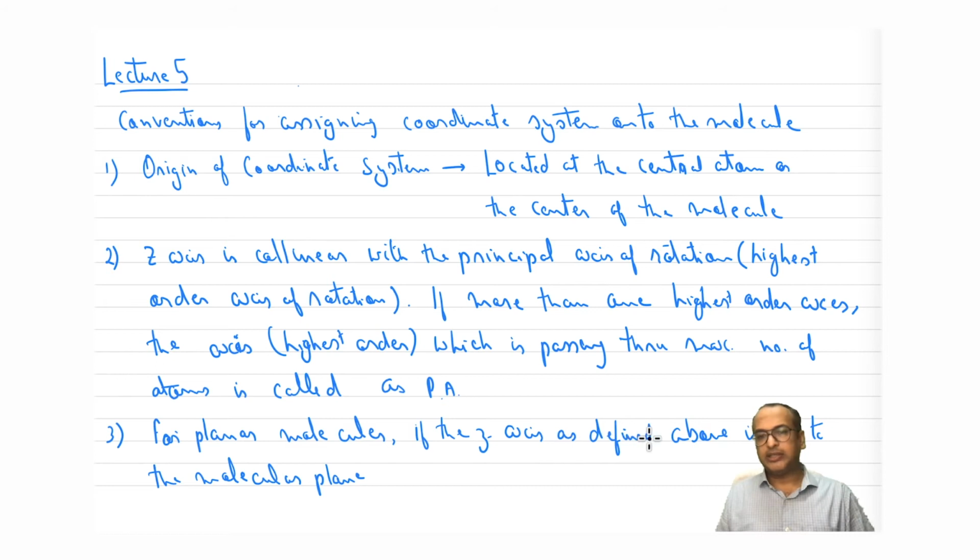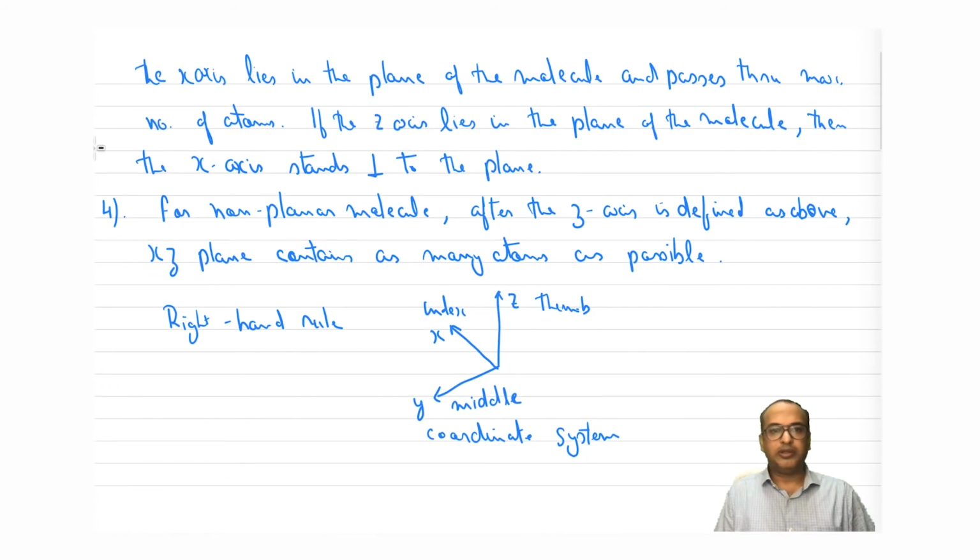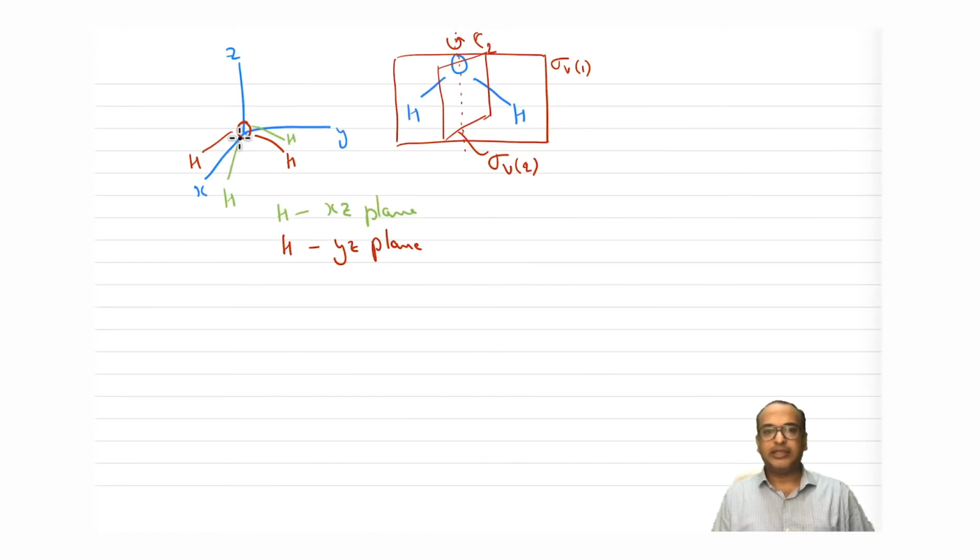If the z-axis as defined above is perpendicular to the molecular plane, is it perpendicular to the molecular plane? No, it is contained in the molecular plane, right? So next, if the z-axis lies in the plane of the molecule, then the x-axis stands perpendicular to the plane. That means the x-axis should be perpendicular to the molecular plane, so the red orientation is the correct orientation.